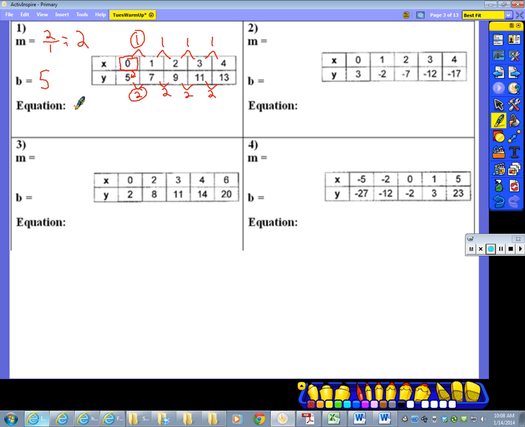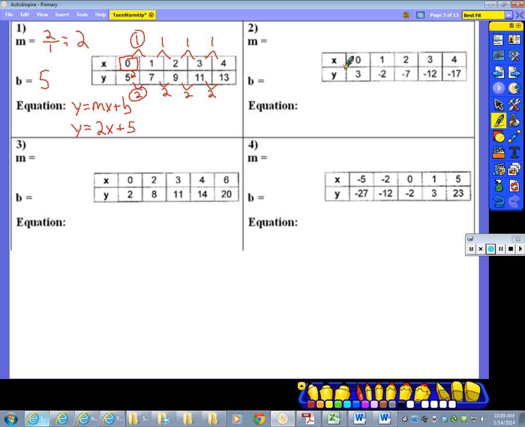When we make our equation for all of these, we're going to use slope-intercept form, which is y equals mx plus b, and I'm just going to use substitution. So y equals m, we said m was 2, x, plus b. In this case, b is a positive 5, so I'm going to put plus 5. So number 1 is done completely, and I'm going slower on number 1 than I will on the others.